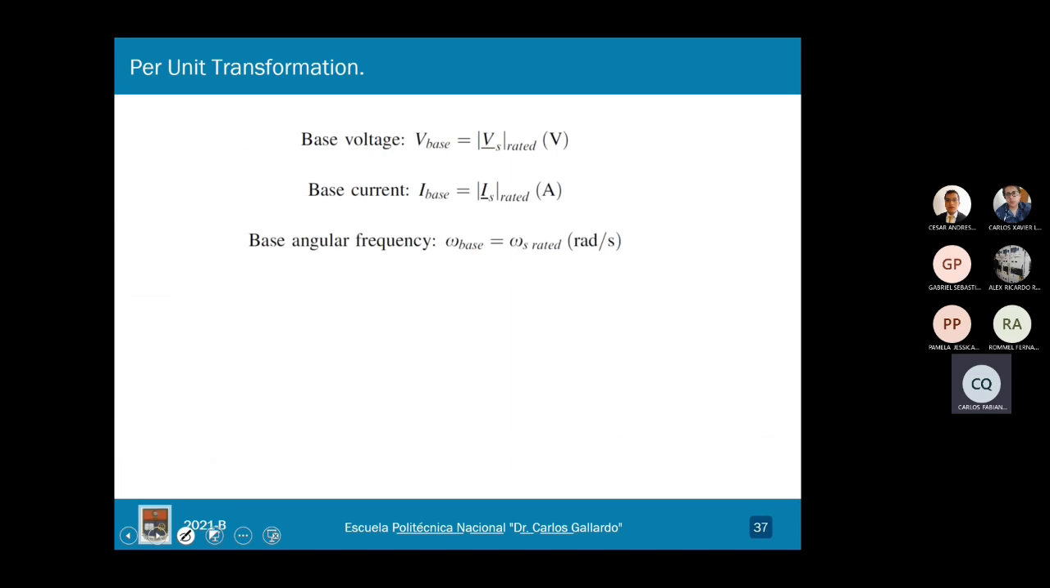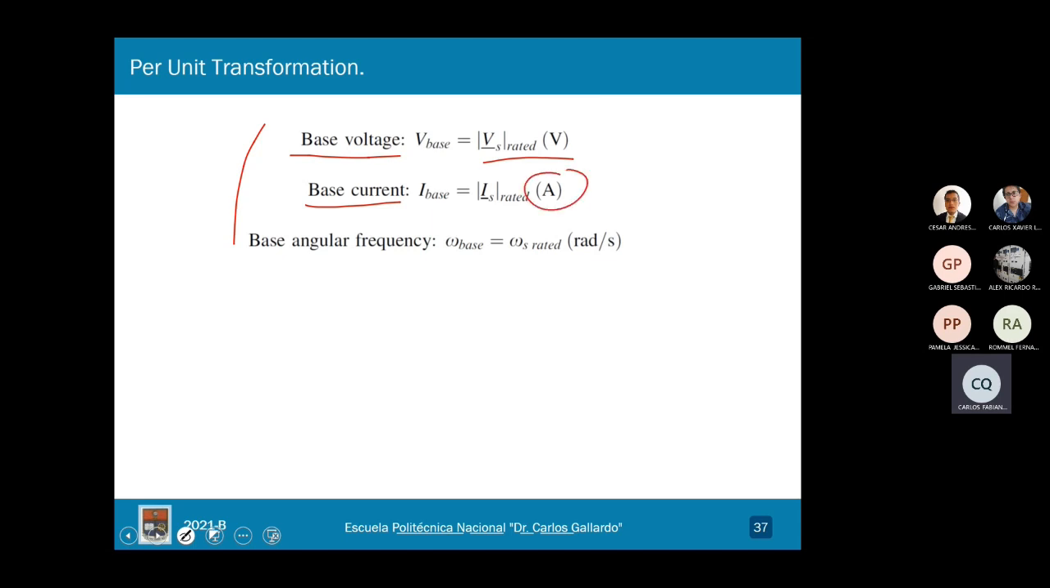Let's continue with the per unit transformation. In order to define a per unit system, I normally need to define two quantities. For electric machines, I need to define three quantities. The first one is the base voltage. In this case, I will take the line to neutral rated root mean square stator voltage. Then I will select the base current, which is the rated stator current, in amps.